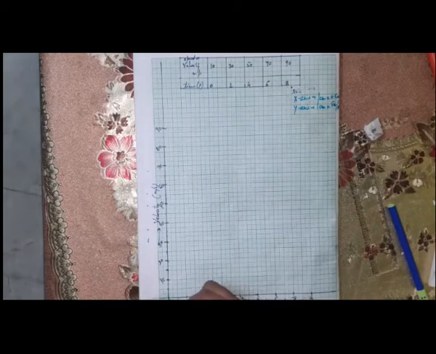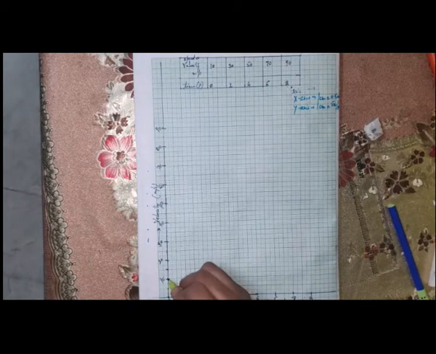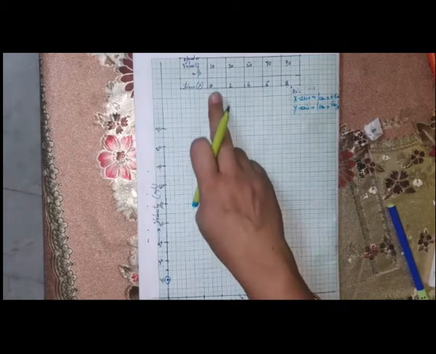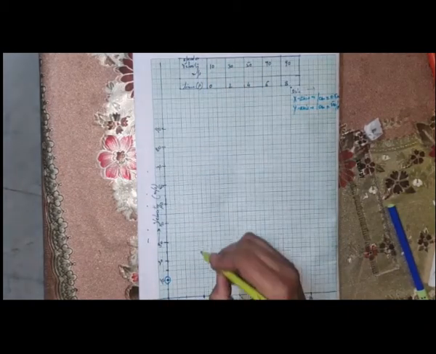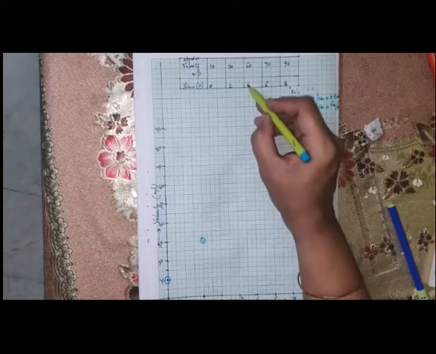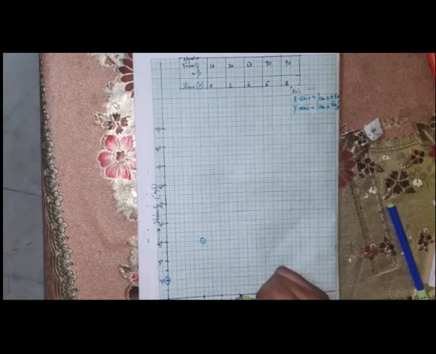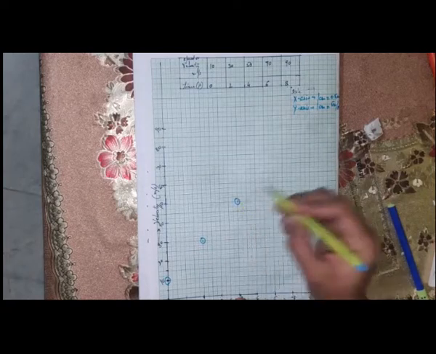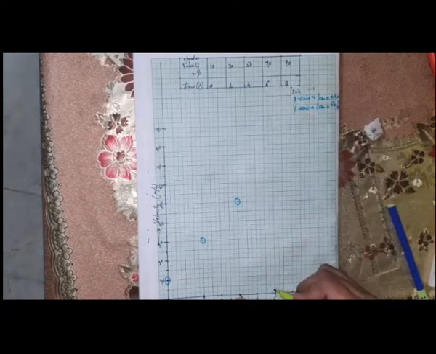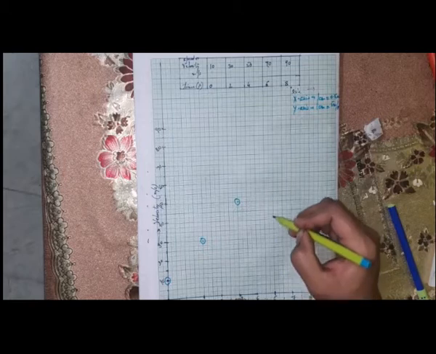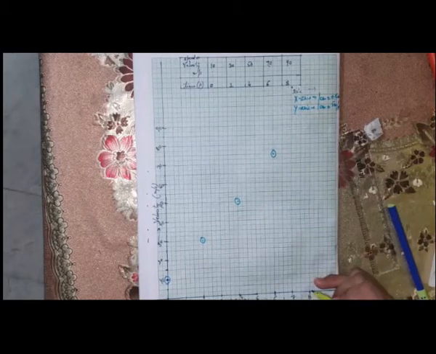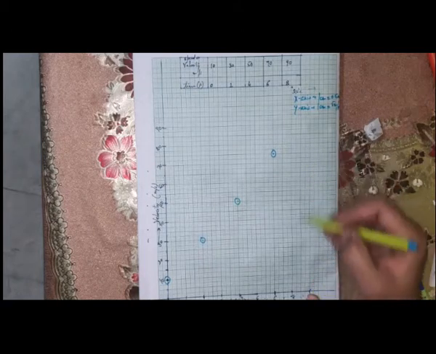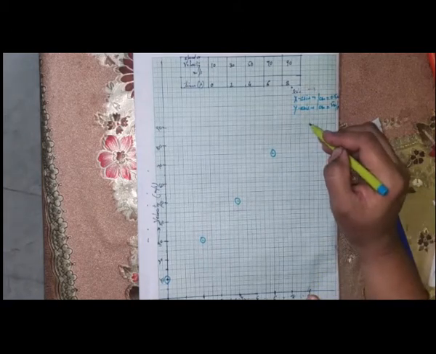Again, we mark these points. At 0, this is where the speed is. The object is already moving at 0 second. 2 seconds, 30. 4 seconds, 50. 6 seconds, 70. And 8 seconds, 90.